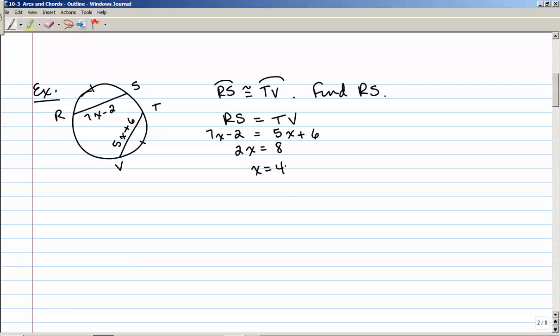Notice we're not done. We need to find the length of RS. RS is 7 times x minus 2, or 28 minus 2. RS is 26. So if two arcs are congruent, their chords are congruent, or if two chords are congruent, then their arcs are congruent.